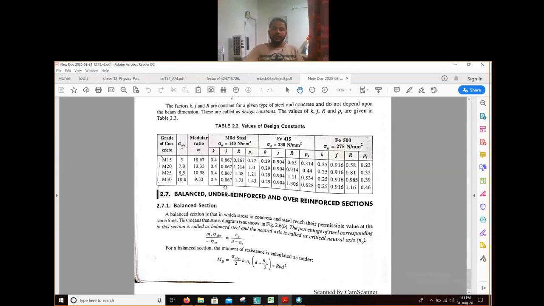Next, very important: after moment of resistance in this chapter, there is another very important topic, that is balanced, under reinforced and over reinforced sections. You can put a star mark on this topic. You will get at least 1 or 2 questions from this balanced section or under reinforced or over reinforced section.